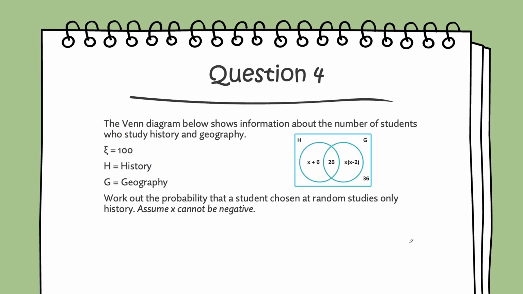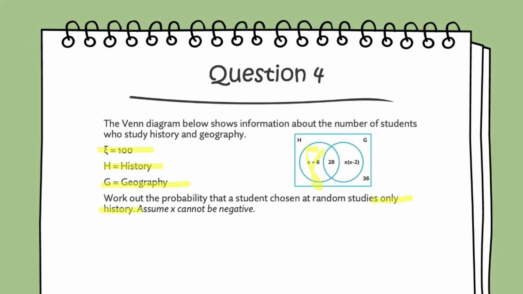And then looking at the next question, here we've got a Venn diagram, and we've got a bit of algebra to do. It shows information about the number of students who study history and geography. So this just means that we've got 100 people in total. H represents history, G represents geography, and we have to work out the probability that a student chosen at random studies only history.